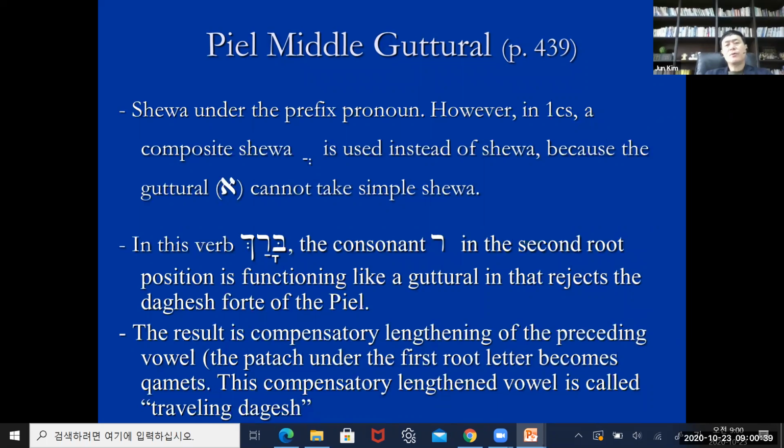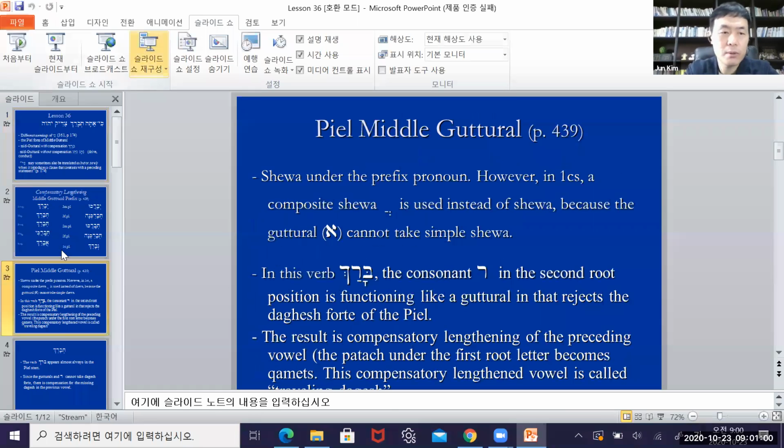Shewa under the prefix pronoun. However, in first common singular, a composite shewa is used instead of shewa because the guttural cannot take a simple shewa.